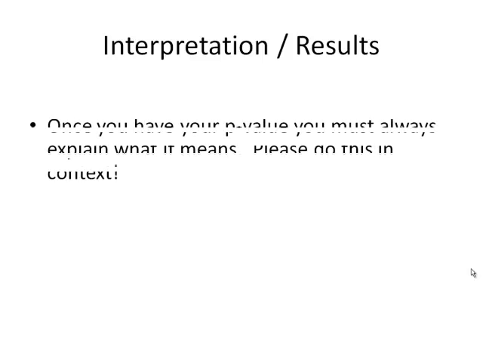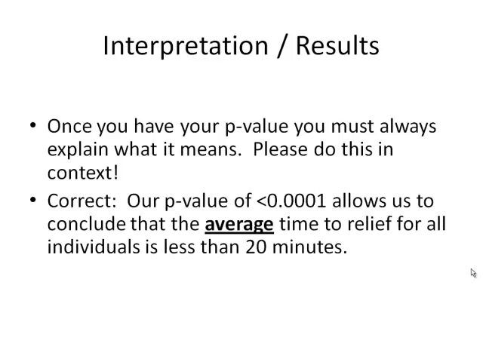Okay, so interpretation and results then. Again, this is the most important piece for this class. Once you have your p-value, you need to explain what it means. You need to do that in the context of whatever study it is that you're looking at. So in this case, a correct statement would be to say that our p-value of less than 0.0001 allows us to conclude that the average time to relief for all individuals taking this pain medication is less than 20 minutes.